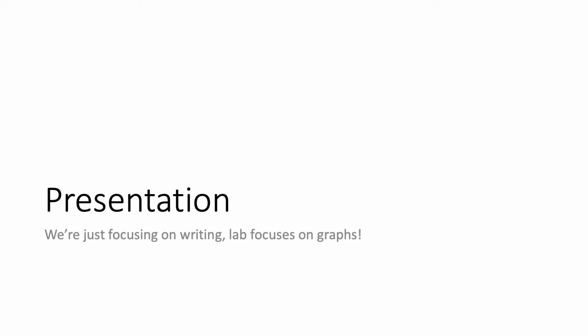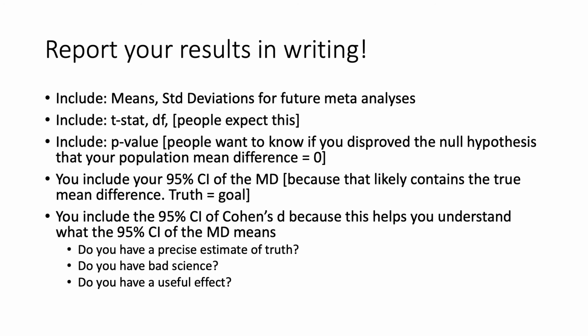So then you have to present your data. I'm going to let the lab focus on graphs. I'm going to focus on writing up your data. This is not complicated. We don't need a t-test graph, essentially. So what do we want to report in our results? We want the means and standard deviations. Always, always, always, for every condition, means and standard deviations. That's necessary for future meta-analysis. We want our p-value. We know that. We'll get to that in a second. We need our t and the degrees of freedom to go with our p-value.